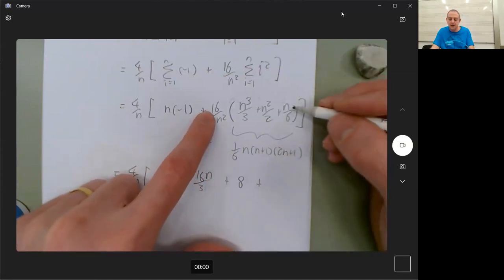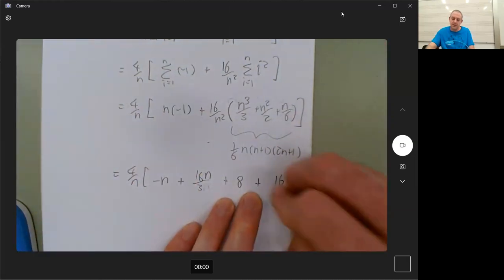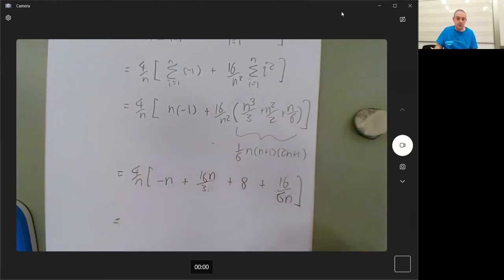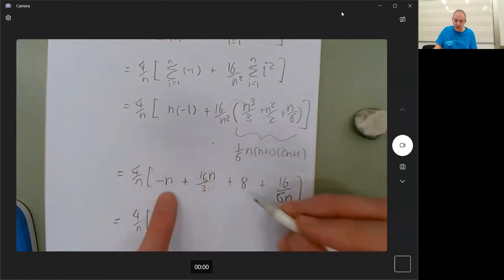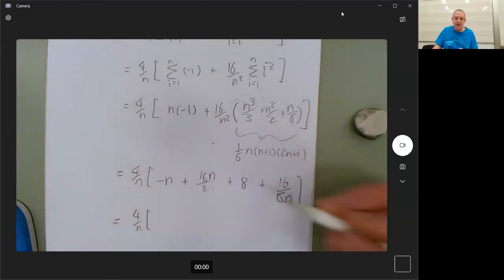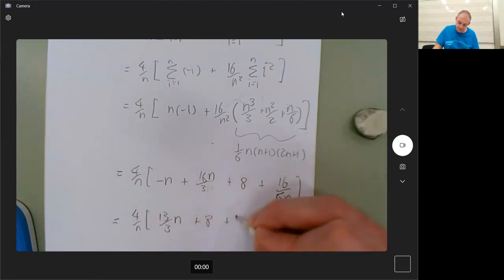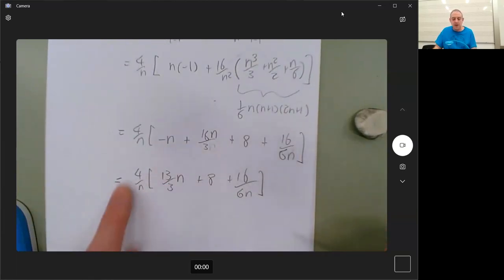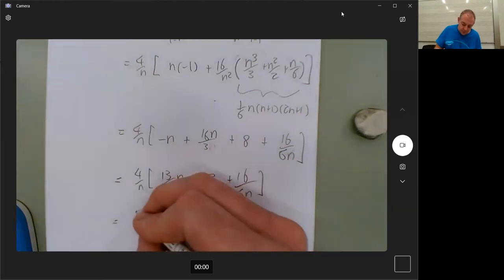And now I'm going to get 16 on whatever 6n is. And I'm sure I could cancel some of them out, but I don't feel like it at this time. We are doing very well. And we have 16 on 3 minus 1n, which would be 13 on 3n. And now we'll expand this out, and we're going to have 4 times 13. I know what that is. That's 52.